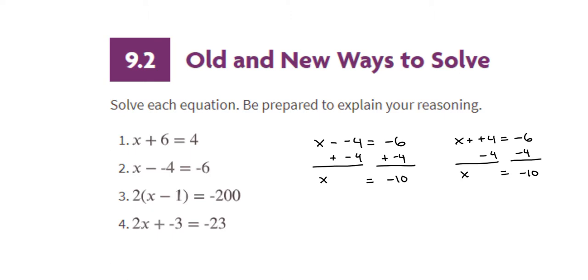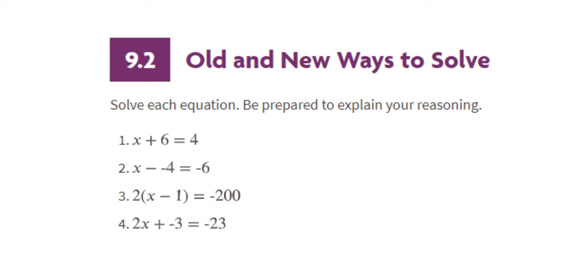Okay, let's look at number 3. Number 3 says 2 times the quantity of x minus 1 is equal to negative 200. So we have two groups of x minus 1. If we just want to know what the x minus 1 is, we would divide by 2 and divide by 2, and that would leave us with x minus 1 is equal to negative 200 divided by 2, which would be negative 100.